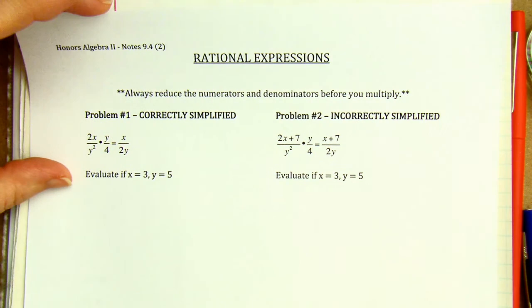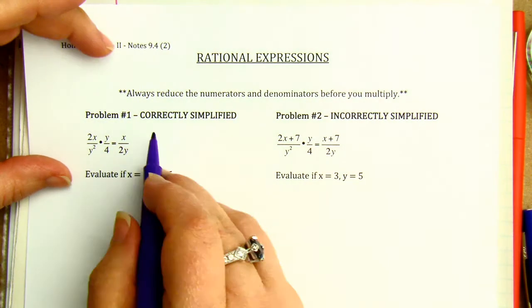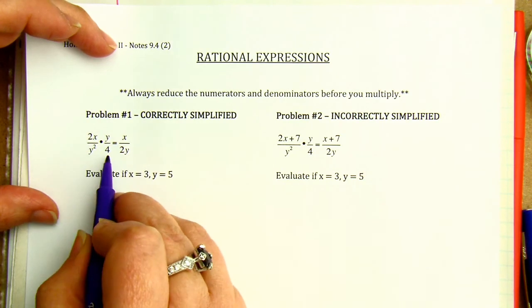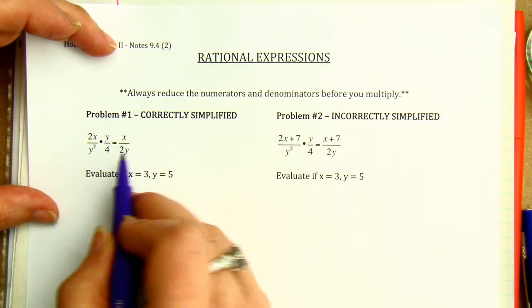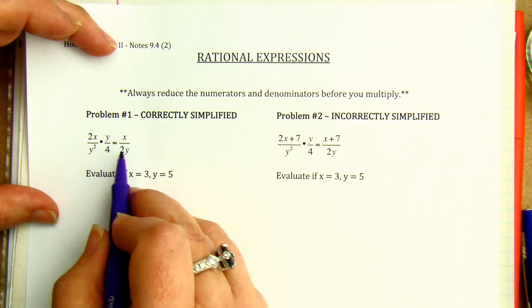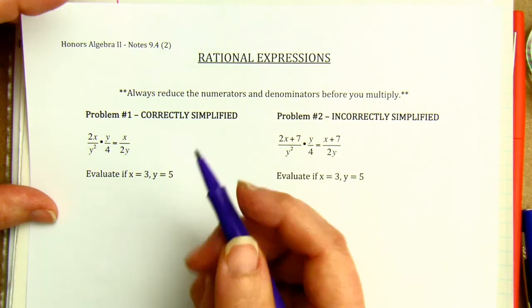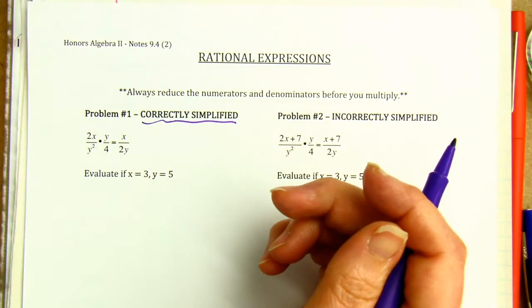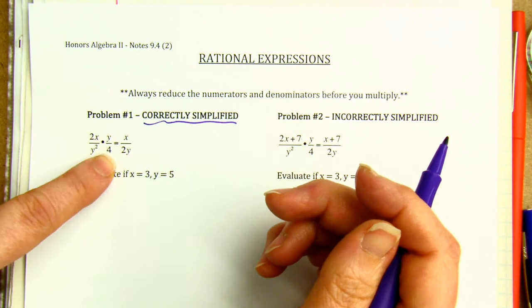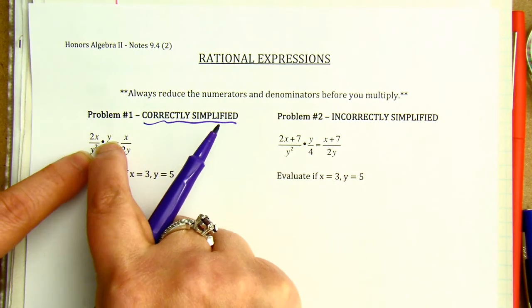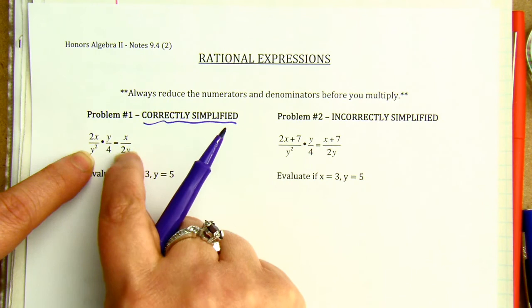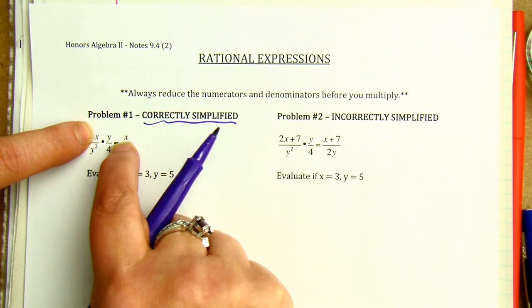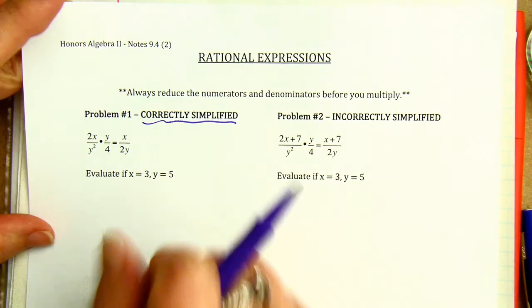All right, so if I look here, it says Problem 1, correctly simplified. Notice I've got 2x over y squared times y over 4 is equal to x divided by 2y. Now we want to know, is this correctly simplified? I know a 2 is going to come out of the 4 and become a 2. And one of these y's is going to get kicked out, leaving me with 1 in the bottom. And that 2 already got divided out into the 4. So I have an x there. So I can visually see that it is correct.